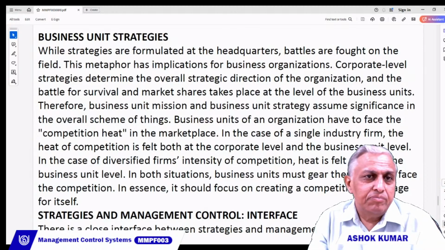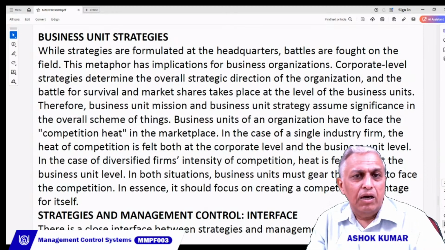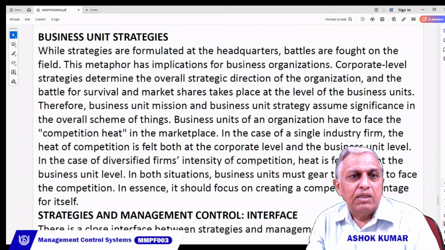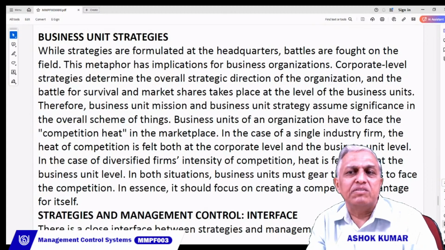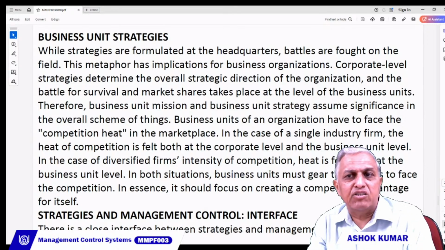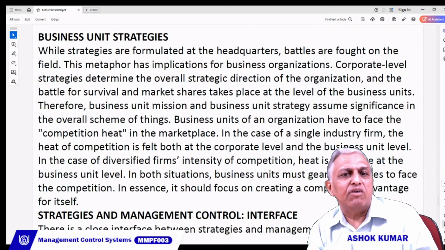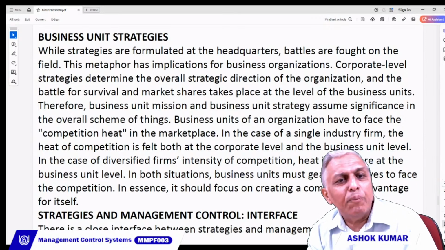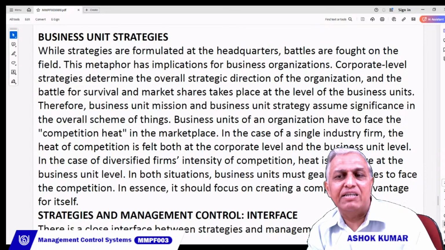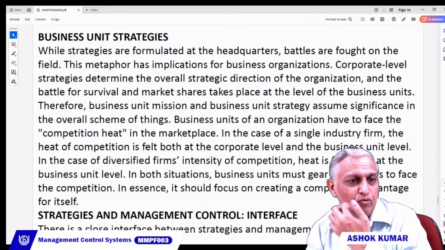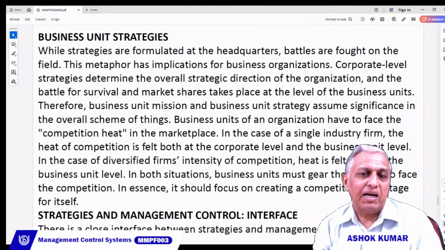Business unit strategy. Business unit means it depends what kind of decentralization we have. The metaphor has implications for business organization. Corporate level strategies determine the overall strategies and the direction of the organization, and the battle for survival and market share takes place at the level of business units. Therefore, the business unit's mission and business unit strategy assume significance in the overall scheme of things. Why? Because the business units of an organization have to face the competition heat in the marketplace.